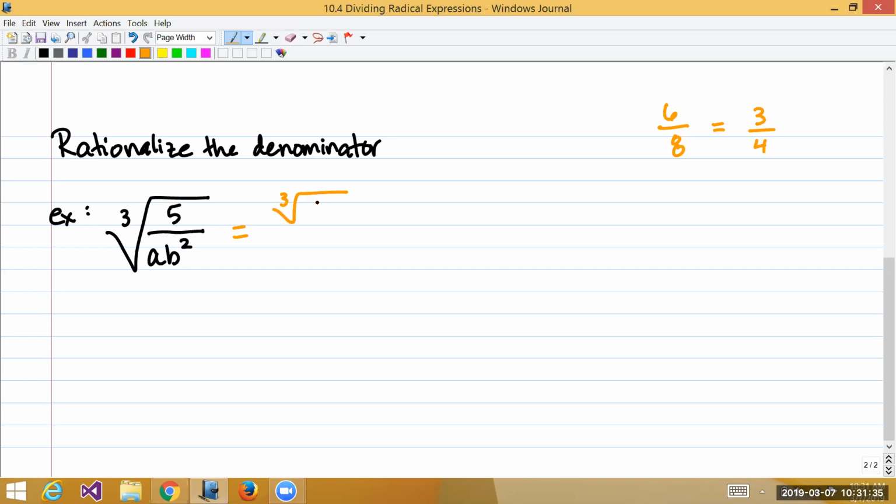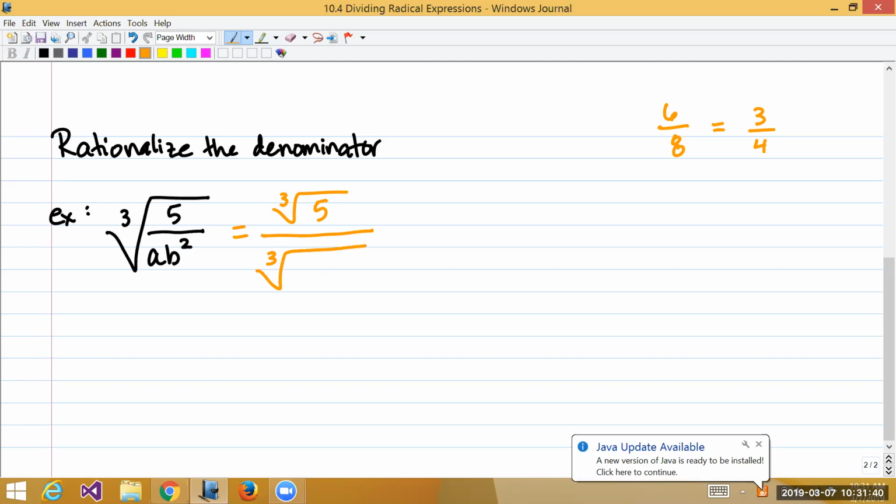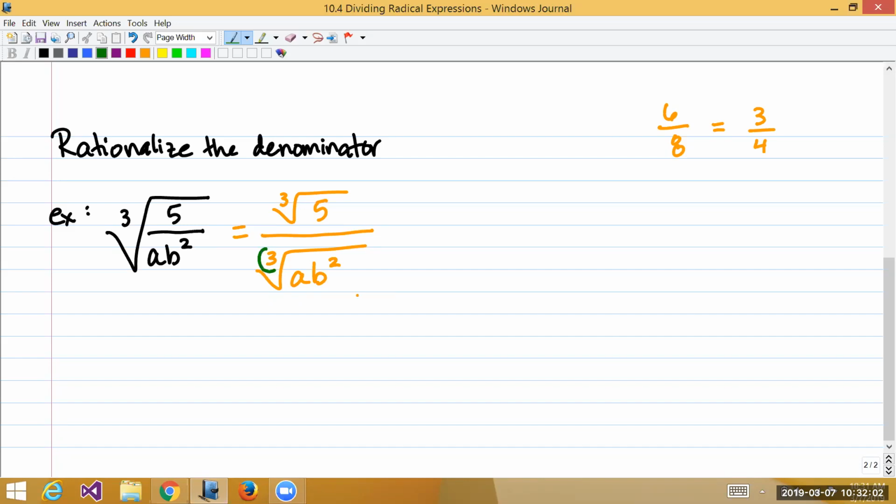So the cube root of 5 divided by the cube root of ab squared. Now what I want to do is multiply another expression in here so that I can achieve the number of factors needed to pull these factors out. So we need to focus on our index. The index is 3, which means the only way I can pull a factor out is if there are groups of 3, right?